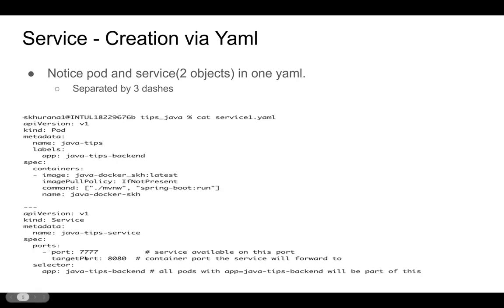What is port? The service to the outside world will be available on this port. But once I invoke this service object, Java tip service, then internally the service will delegate this to port 8080 of what? Of the pods which are having this label. And this pod was exposing a REST endpoint on 8080. So this is how service and pod are correlated.